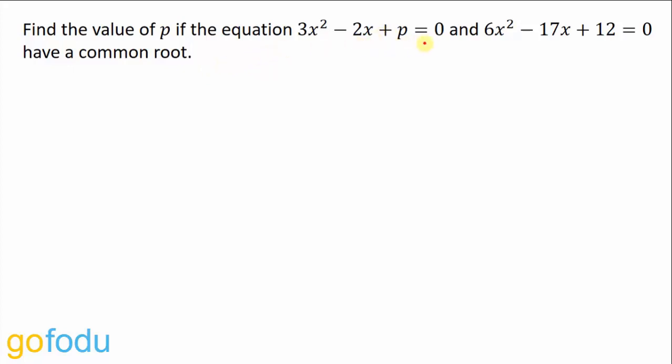So these two equations have a common root. A common root does not mean that these equations have only one common root. They can have one or two common roots as well. It just says a common root. It can be one common root or two common roots are also possible. So we'll first check with the condition of two common roots.